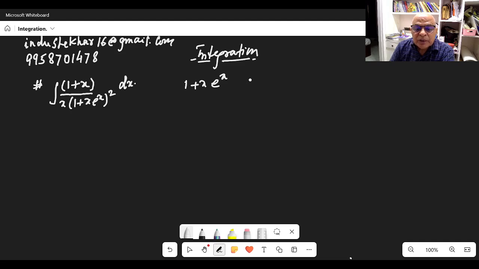The differential coefficient of 1 is 0, then plus, keep x fixed and differentiate e^x, so it will remain x e^x plus, now keep e^x fixed and differentiate x, this will become 1. Now just take e^x common. What will be the remaining thing? 1 plus x.